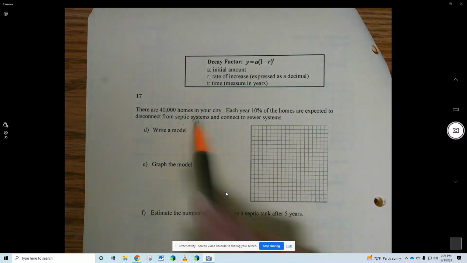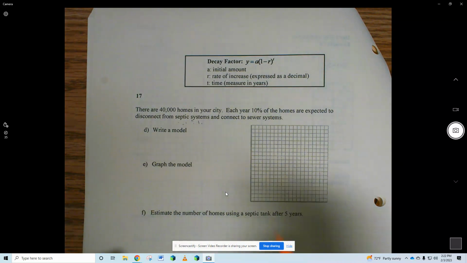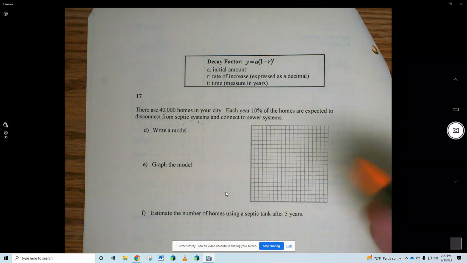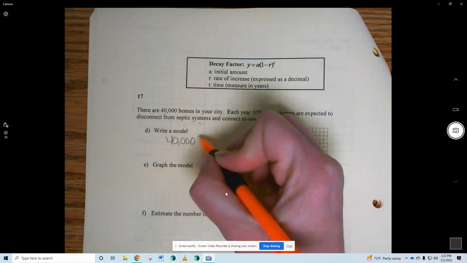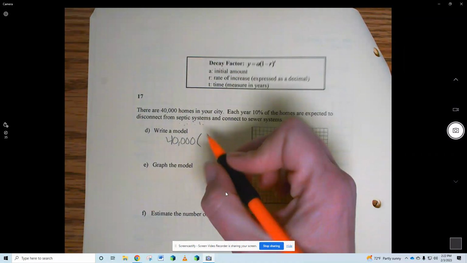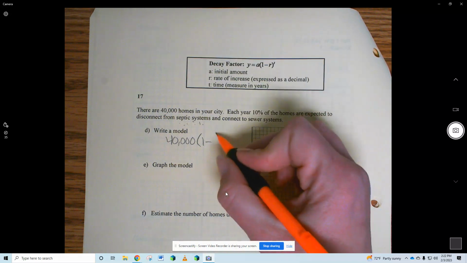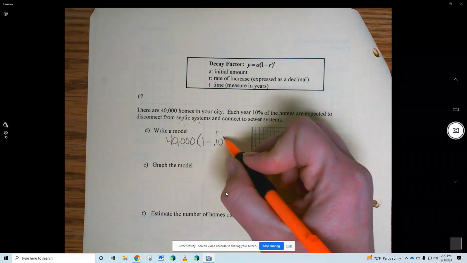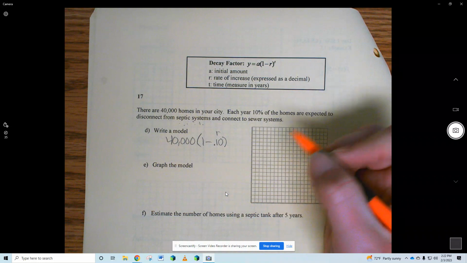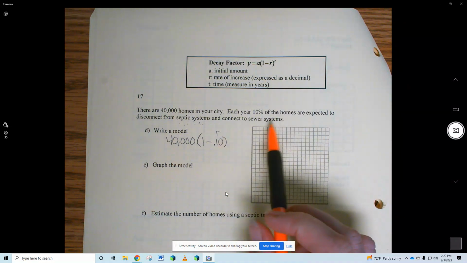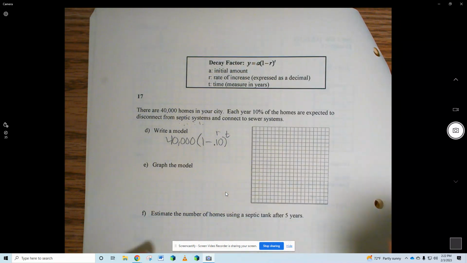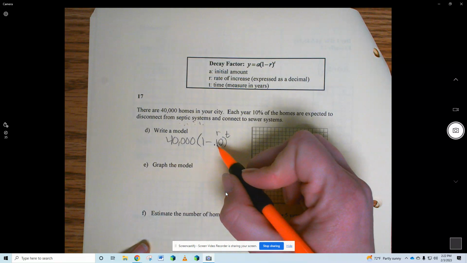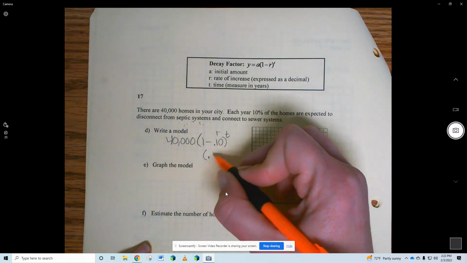Okay. So here we go. This is decay because 10% are being removed. You start with 40,000 homes. I am decaying. It's 1 minus the percentage, my R, 0.10. How many years? Oh, I don't know how many years. Anyways, 1 minus 10 cents. $1 minus 10 cents, basically, right? 90 cents.